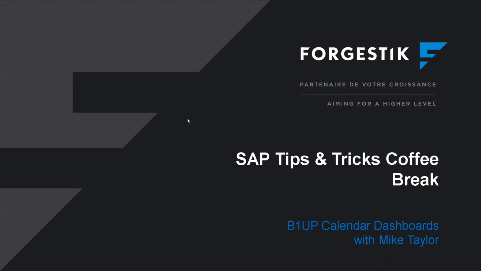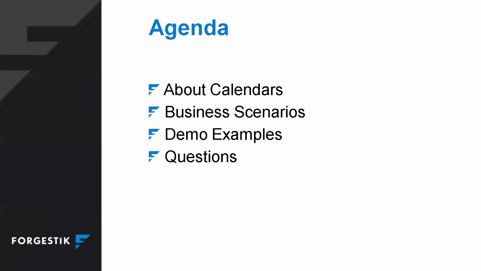So I'm going to jump into the calendar dashboards here, as Tracy mentioned. Our agenda today: we'll talk about the calendars. It's the B1UP dashboard widget. So you know how much I like the B1 usability package. It's an add-on that extends the capabilities of SAP Business One. So it is a dashboard, that widget that fits into that framework. I'll talk about the calendars a little bit, I'll talk about the business scenarios that you can use, and we'll do some demo examples in SAP Business One directly.